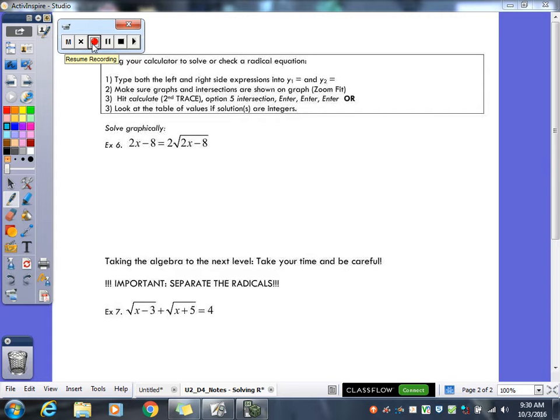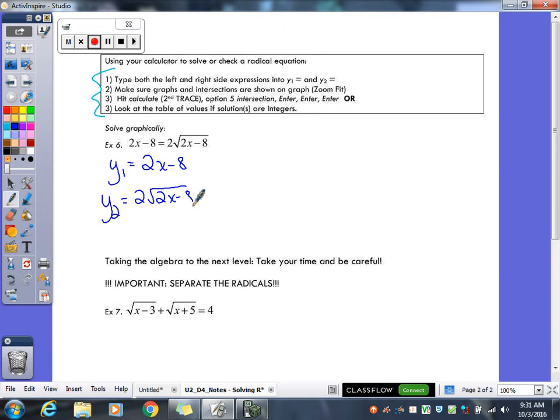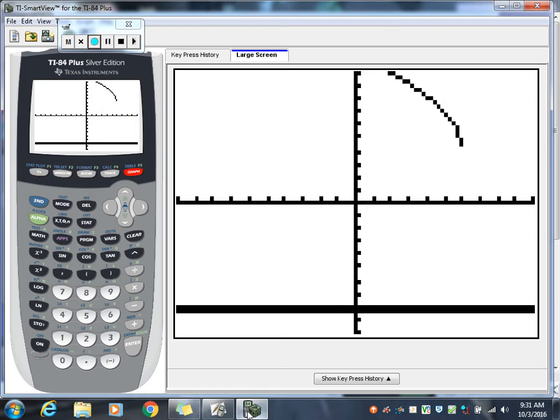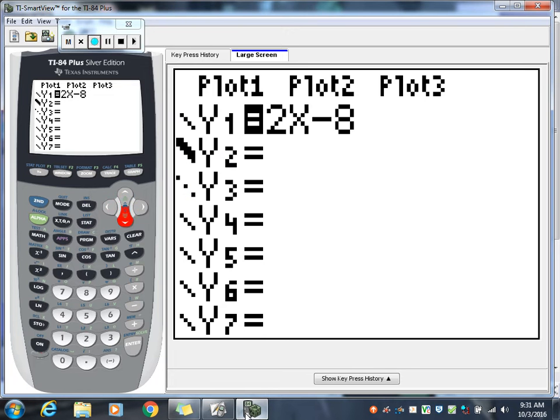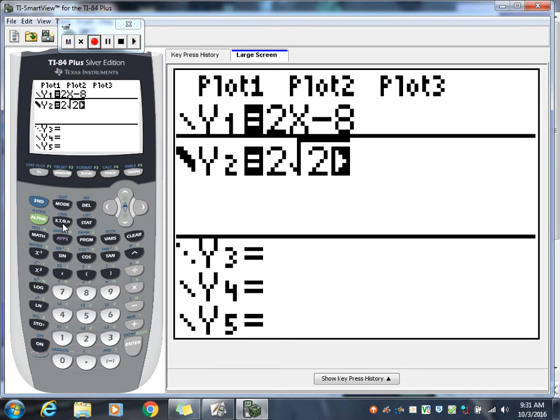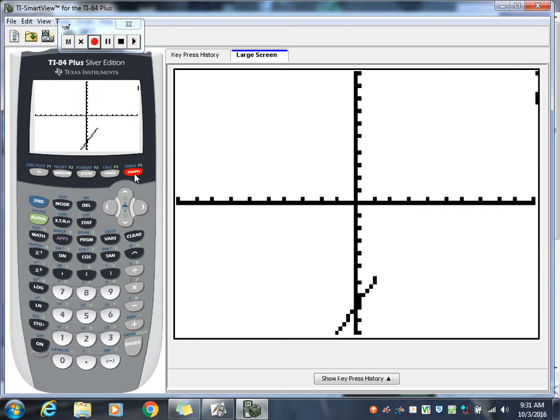So using your graphing calculator to solve or check a radical equation, we got the steps all filled in for you right there. So let's try this first one. Under y1, we're going to type in 2x minus 8. Under y2, we're going to type in 2 square root of 2x minus 8. So let's go ahead and do that. So I'll go back to my y equals, clear out what I had. So 2x minus 8, and then 2 square root of 2x minus 8. So we've got our two equations in there. So let's take a look at the graph of it.